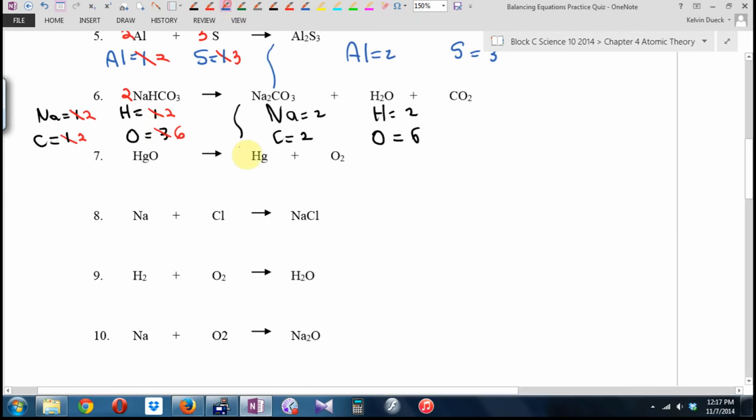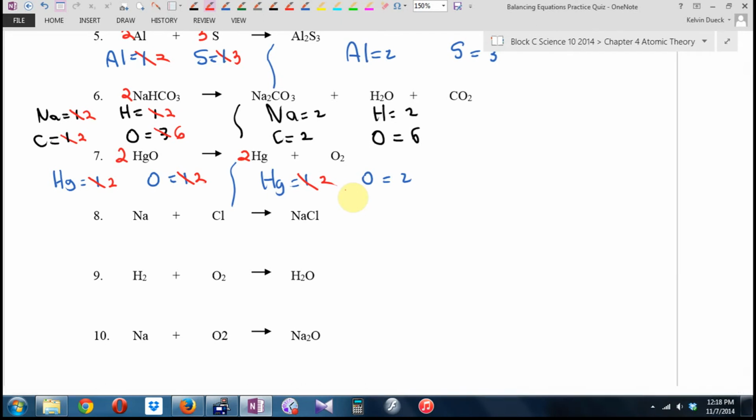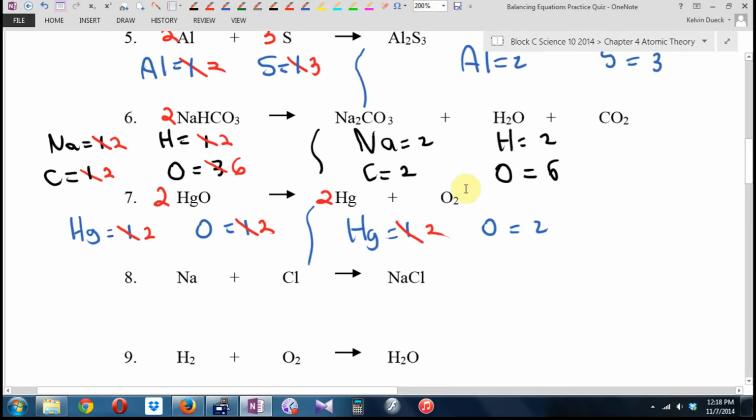HgO2. There's 1 Hg. There's 1 O. Oh, maybe not. 1 Hg. Oh, this isn't. Oh, yeah. I guess I need 2 of those, which also gives me 2 of those, so I need 2 of those. Do you get 2 HgO? It results in 2 mercury oxides, which results in 2 mercuries plus 1 O2 molecule. I think I can make these a bit bigger so you guys at the back can see.